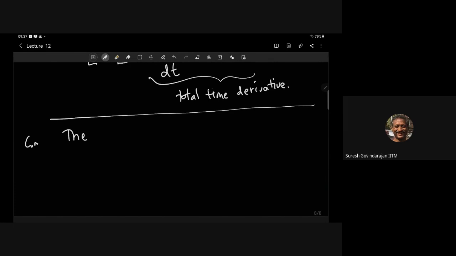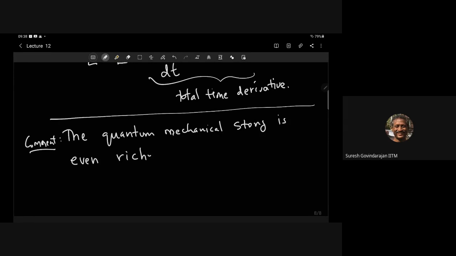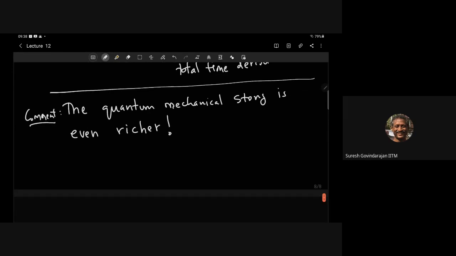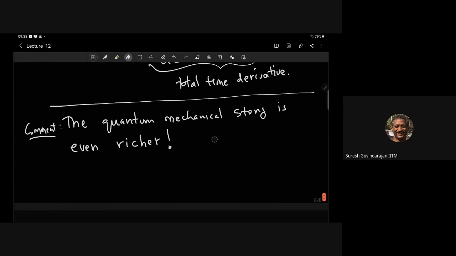A comment here: the quantum mechanical story is even richer. Okay, so just a comment. It is richer again. I need not write more. Yeah, it is not a course in quantum mechanics.